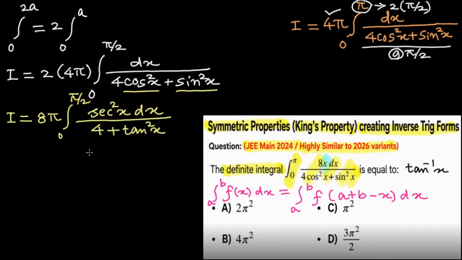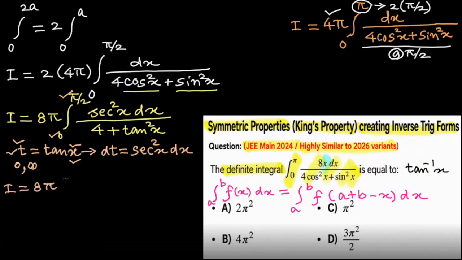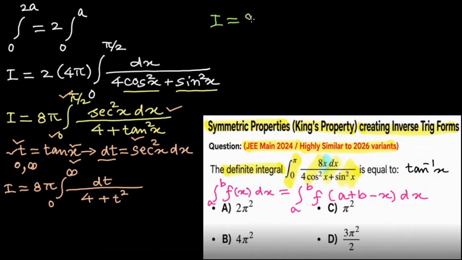To solve this further, we have to put t equals tan x so that dt becomes sec square x dx. When x is 0, t is 0, and when x is pi by 2, t will be infinity. I becomes 8 pi, new limits 0 to infinity, dt upon 4 plus t square, where 4 is 2 square. I equals 8 pi, integral dt upon 2 square plus t square. After taking the integral, half tan inverse t by 2 from 0 to infinity.